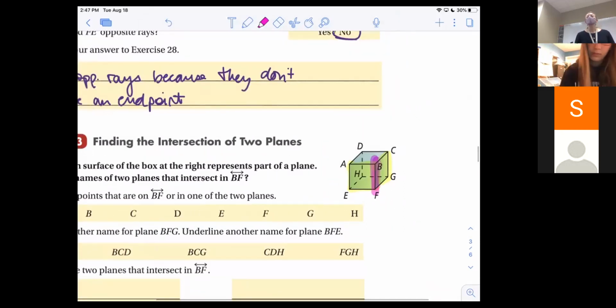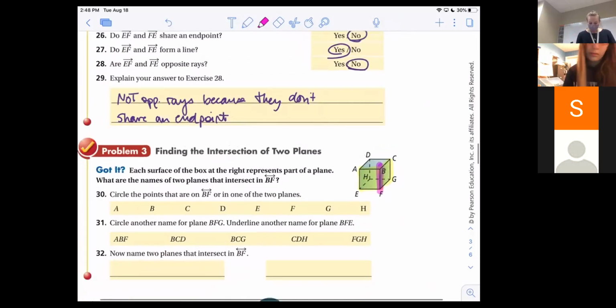Now, the ways that Eli and Caleb just described those are not the only two ways. You could have thought in your head a different way to name those planes, and you were probably correct. So let's go over that. So first one says circle the points that are on BF or in one of the two planes. So what are any of the letters we could use? A, we can use A. What else could we use?